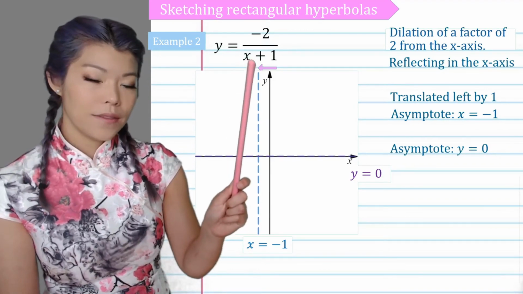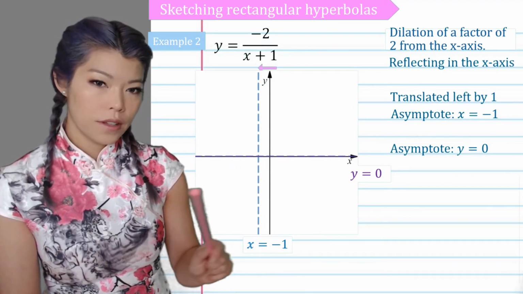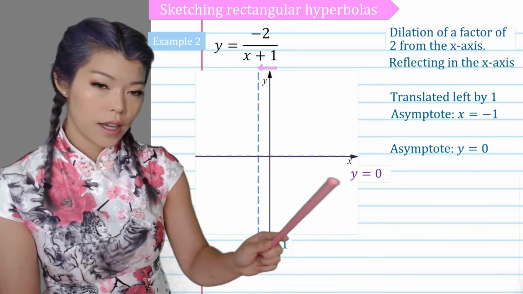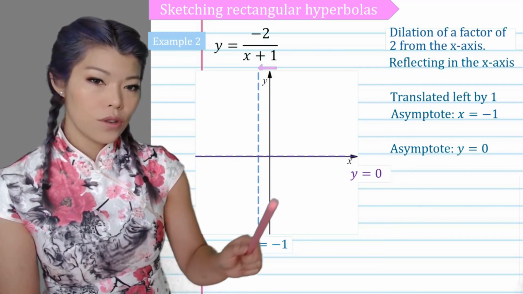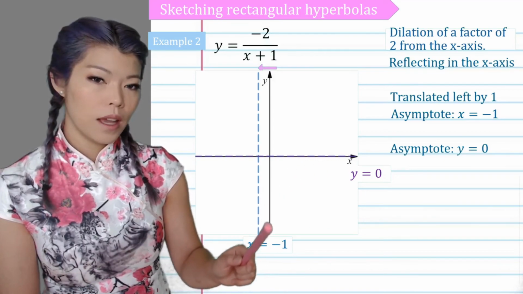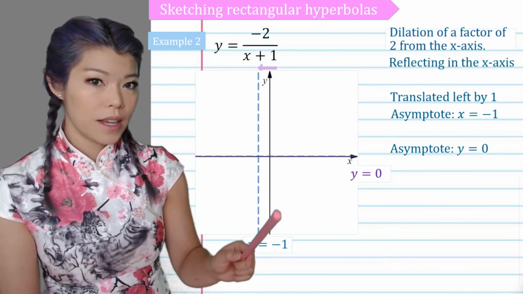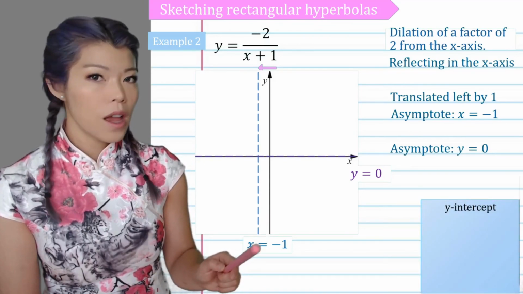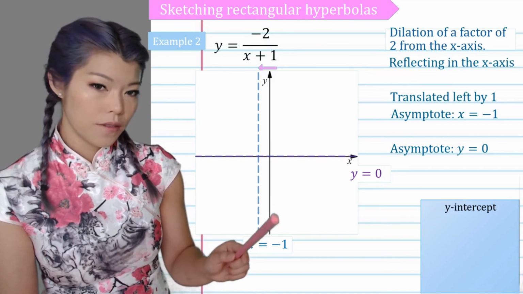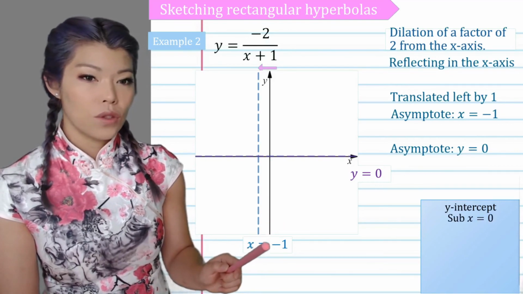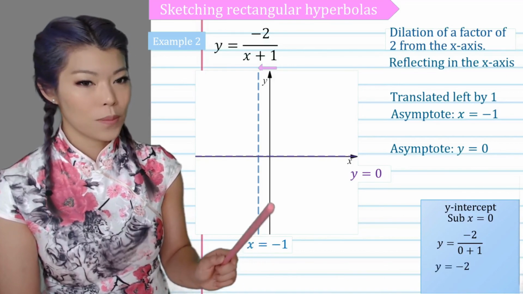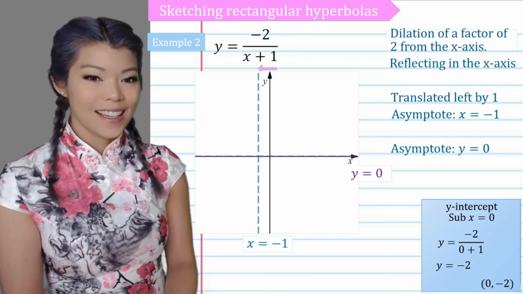It has not moved up and down, so our horizontal asymptote is still at y equals 0. Now it's a negative graph, so instead of drawing in the first and third quadrant, we're going to draw it over here, the second quadrant and the fourth quadrant. So if we draw it over there, we notice that there's going to be a y-intercept that's going to be negative. So let's find it. To find the y-intercept, we let x equal 0, and we expect our answer to be negative because it's going to be down here. So -2 over 1 is just -2, and it's negative like we expected. So let's sketch the graph.